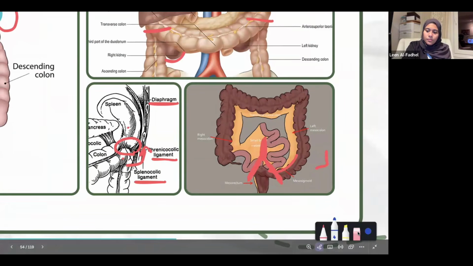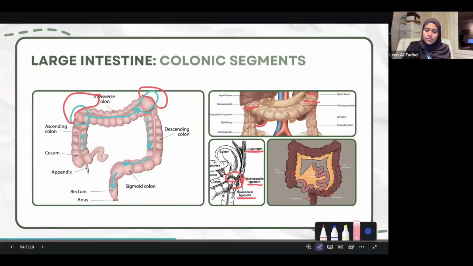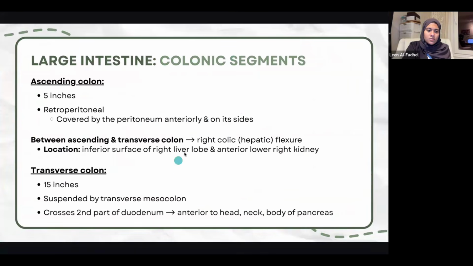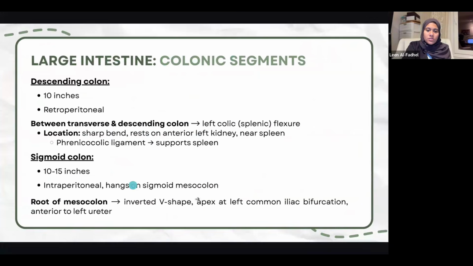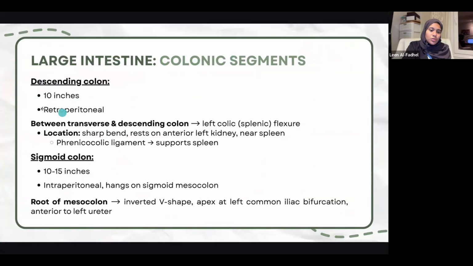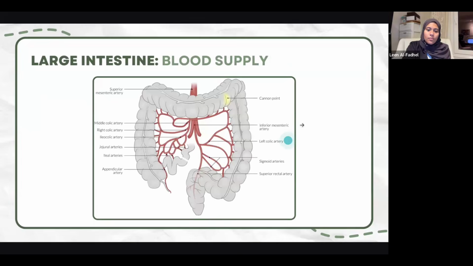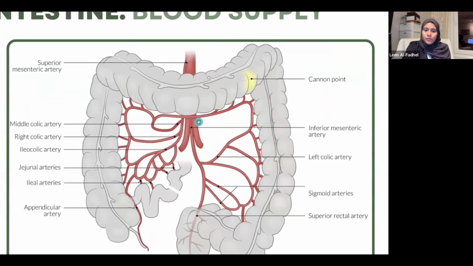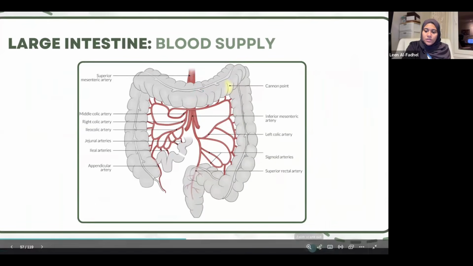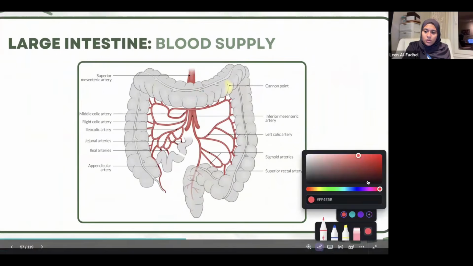So let's go next. This is everything that we've said on colonic segments, once again. I just added here their lengths in inches and whether each is retroperitoneal or intraperitoneal, because that's very important to remember. Now, let's talk about blood supply for the last part. The blood supply is a lot, but let's break it down. First, let's focus on the superior mesenteric artery. I'm going to use the color black for this one.